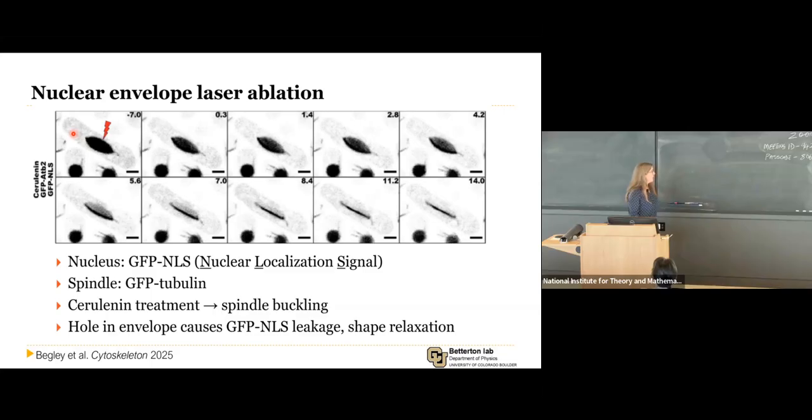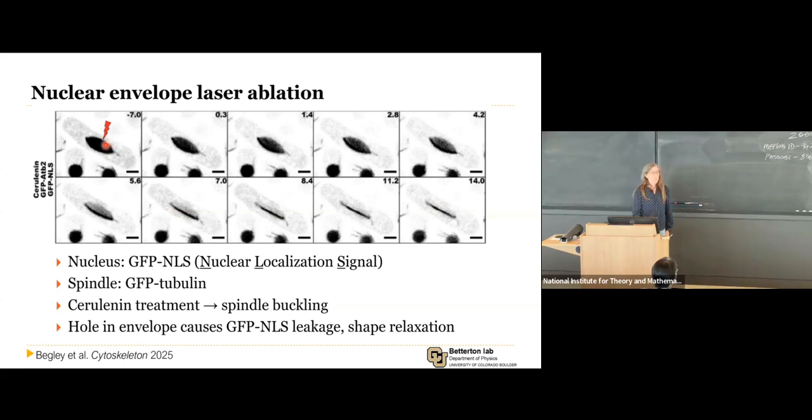So when you see these images and it looks light outside the nucleus and dark in here, that's the GFP NLS, okay? The spindle is also labeled with GFP tubulin. In these first images, you can't really see that, but if you look later, you can see our usual line that's showing the spindle. So both of those markers are there.